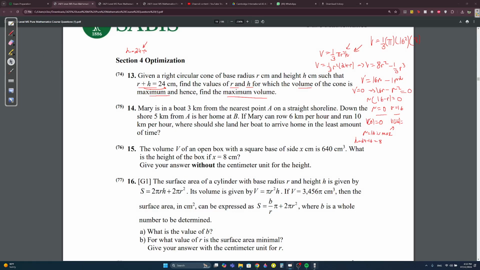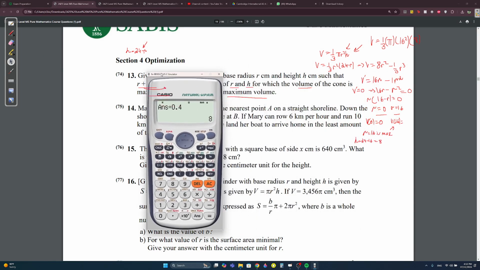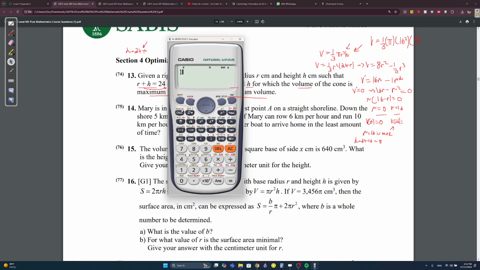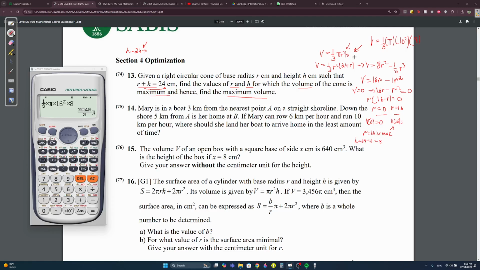Okay, put this on your calculator. Let's ignore pi. I think they want us to keep it in terms of pi. So 1 over 3 times pi times 16 squared times 8. You get 2048 over 3 pi. Okay, so the Vmax is going to be equal to 2048 over 3 pi.